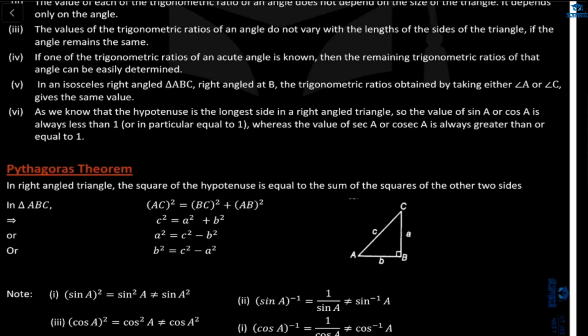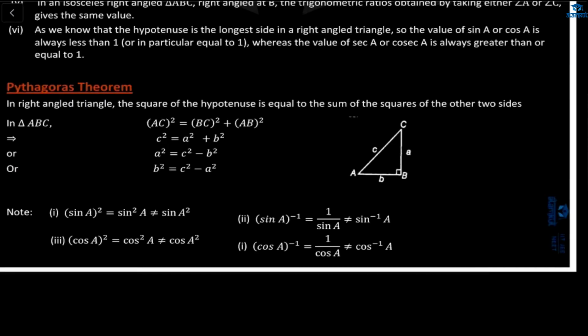But similarly, sec A will be hypotenuse by base, so it will be greater than or equal to 1. Cosec A will also be greater than or equal to 1. Similarly, sine and cos will be less than or equal to 1, but they will not be greater than 1.